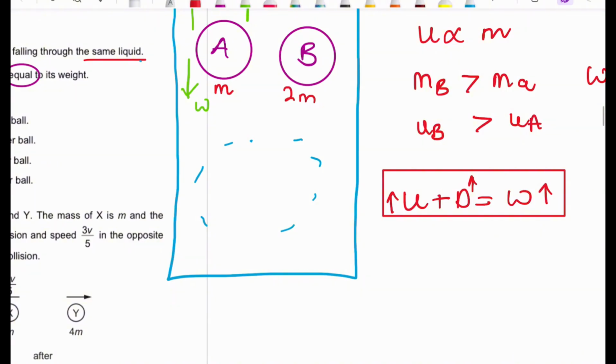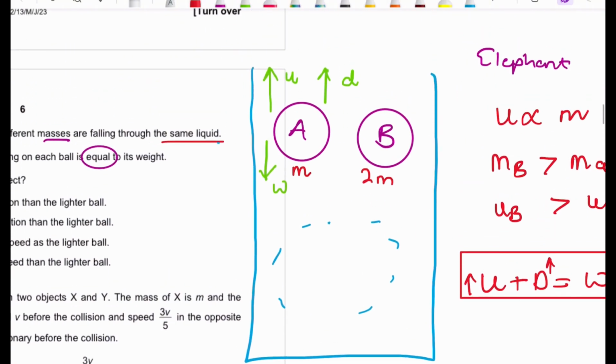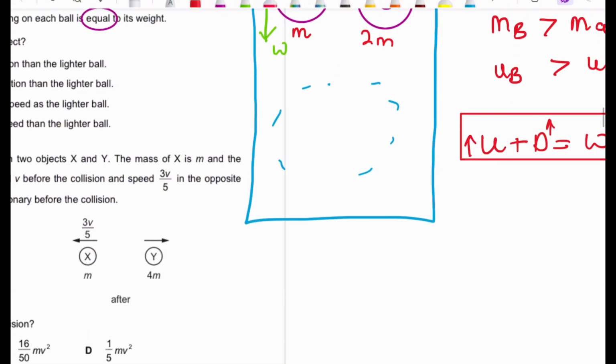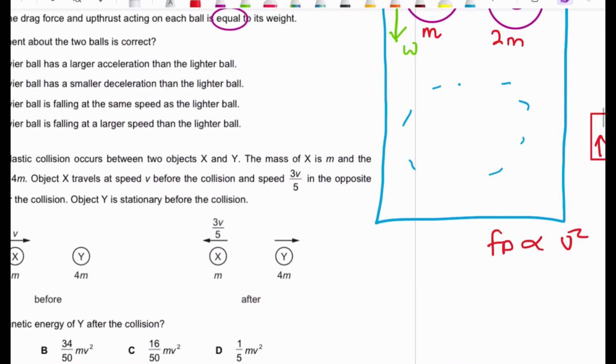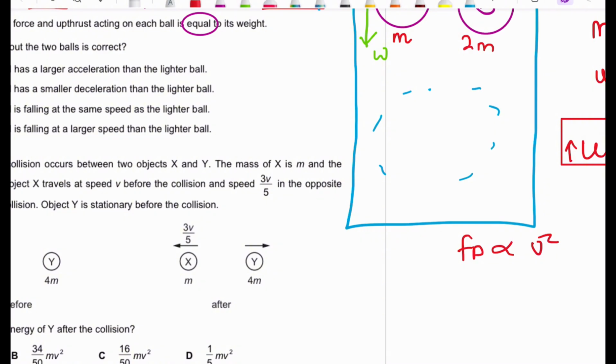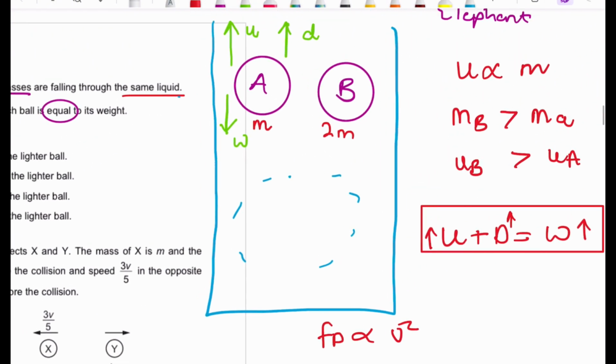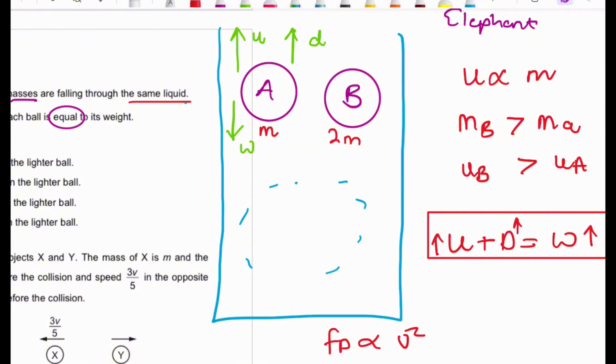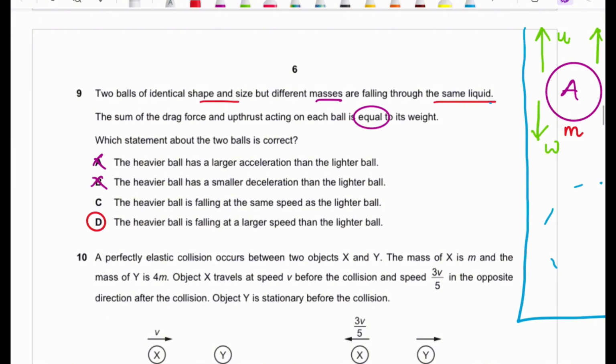But we know that if the drag force on that ball increases, so if it's going to experience a greater drag force, the drag force is related to the velocity. So since the drag force is related to the velocity, it's actually going to fall at a larger speed. So the heavier ball is going to fall at a larger speed than the lighter ball. Why? Because the upthrust is greater, the drag force increases. If the drag force increases, the velocity is also going to increase. So it's very important for you to be thinking about that. As the weight increases, the velocity also increases. Okay, very important.